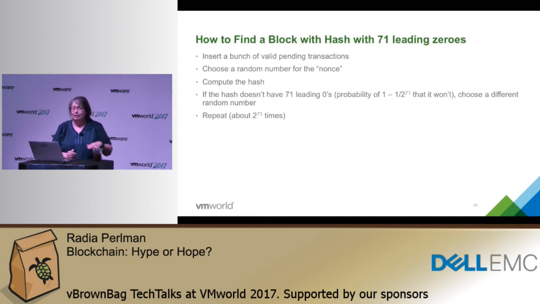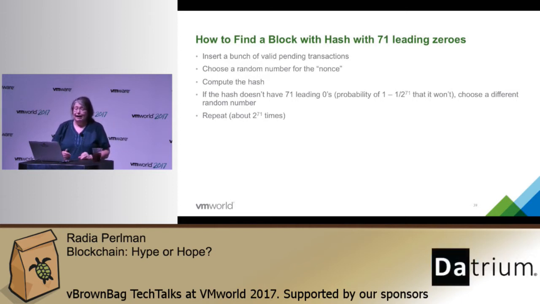You insert a bunch of valid transactions. You choose a random number for the nonce. You compute the hash. If the hash doesn't have 71 leading zeros, which happens with probability of 1 minus 1 over 2 to the 71, it won't. Choose a different random number and repeat this about 2 to the 71 times.